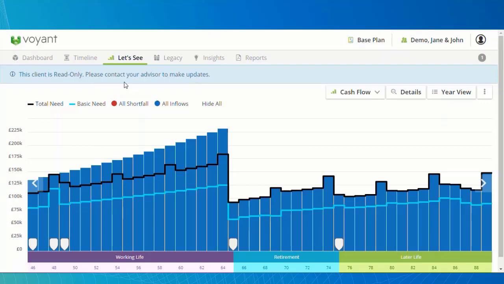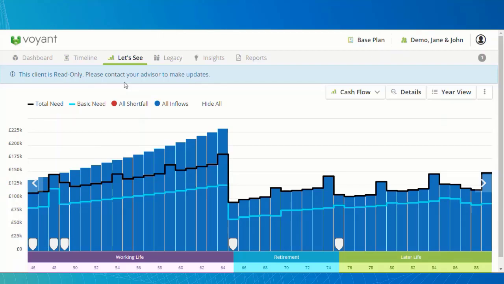If the bars are blue, that's good. That means we can afford everything we've modelled into the plan. If the bars are red, that means we have a potential shortfall and they are not on track to meet their objectives. We can also see in the chart that there are two lines running across the chart, a blue line and a black line. These are the need lines.